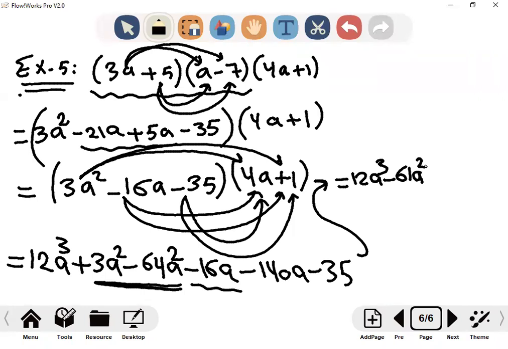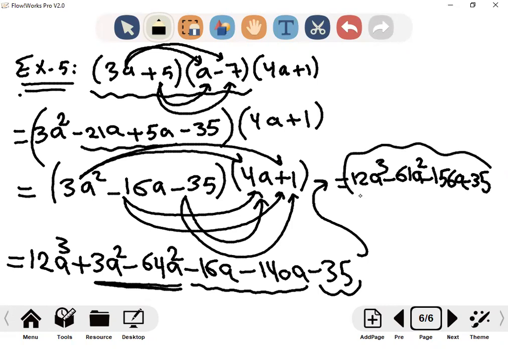Negative 16a and negative 140a, negative 156a. Last thing, we only have one number, negative 35. This is the final answer. Now for your final answer, be careful: no like terms, and it should be in descending order from highest to lowest. Everything is okay. Done? Done. You have checked.